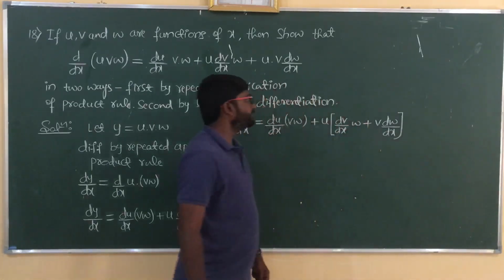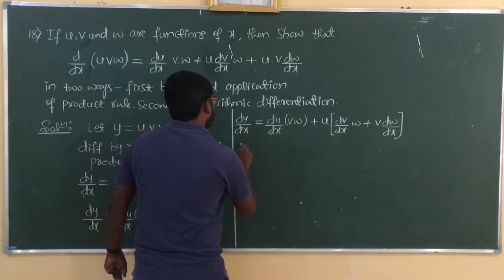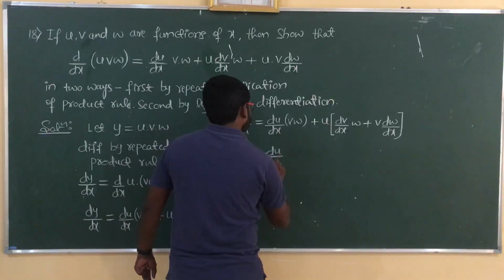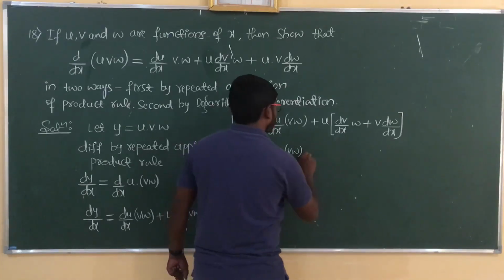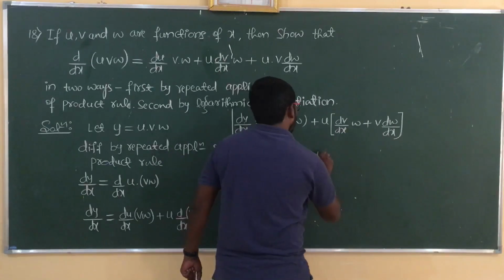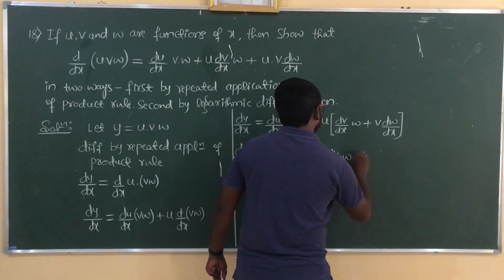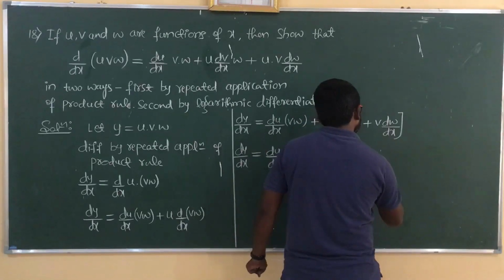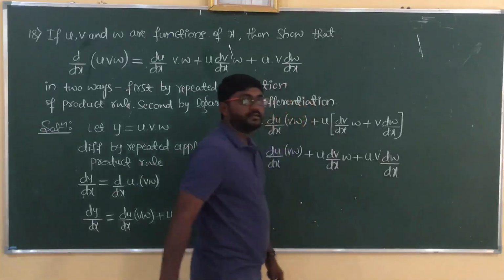So now in the next step, u must be multiplied with these two terms. So now dy by dx which is equal to du by dx into vw plus, now multiply u with both the terms. So now u into dv by dx into w plus, now multiply u with the last term. So it is u into v into dw by dx. So this is the required answer.